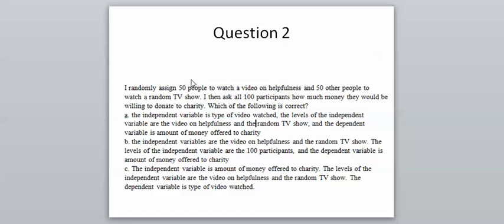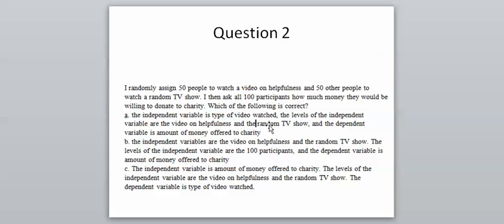If I'm assigning 50 people to watch a video on helpfulness and 50 people to watch a random TV show, and I ask everyone how much money would they donate to charity, the independent variable is the type of video watched because that's what I'm manipulating. I'm randomly assigning people to watch different types of videos. The levels of the independent variable are the two specific videos that I have them watch, which are the video on helpfulness and the random TV show.